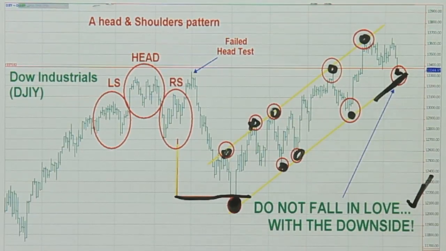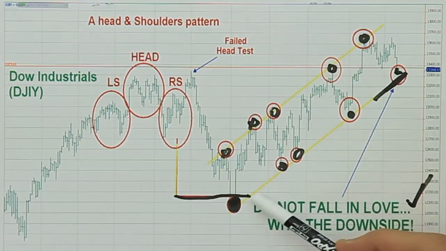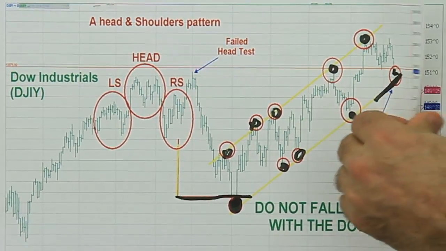the downside. The first piece of evidence to think that maybe Oscar's onto something here. Yes, it's bearish, but boy, we should be careful because that's a really long and solid support line. So don't fall in love with the downside, reason one.